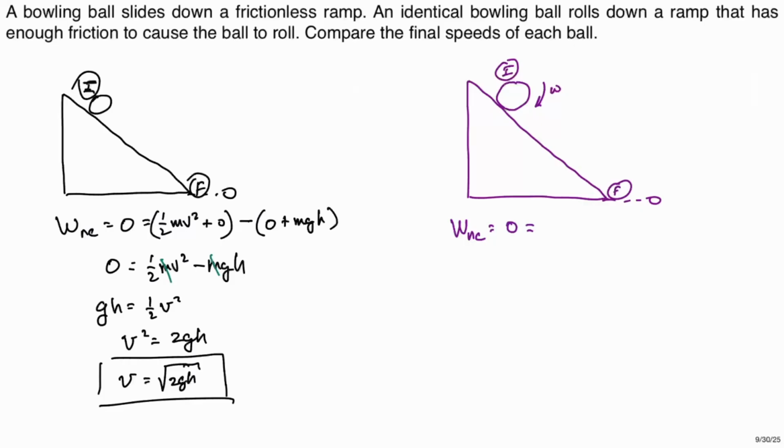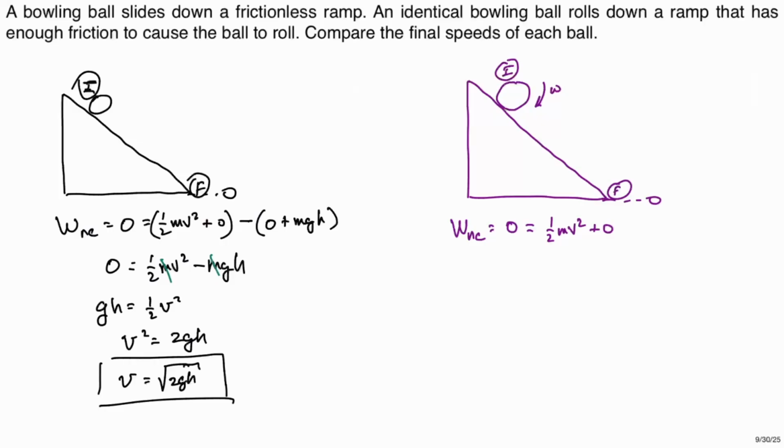What questions are we going to ask now? We asked, is it moving, yes or no? So, when the ball gets to the bottom of the ramp, is it moving? Yes. 1/2 mv squared. And you can ask the question, does it have any potential energy there? No, it's at the bottom.